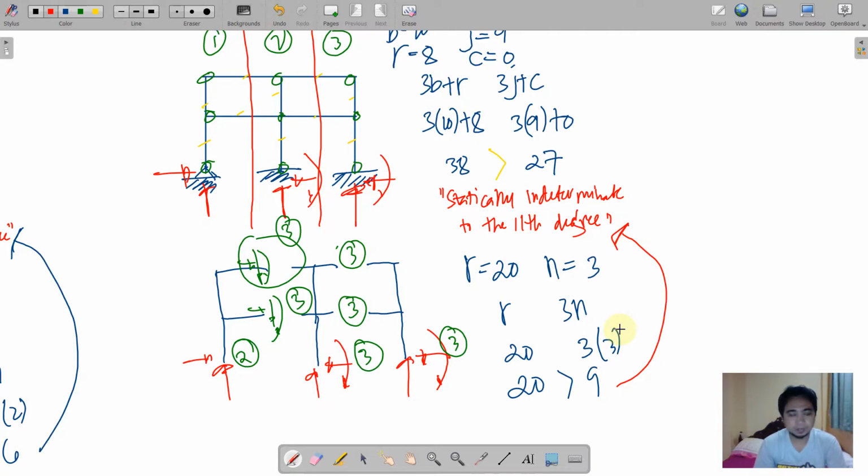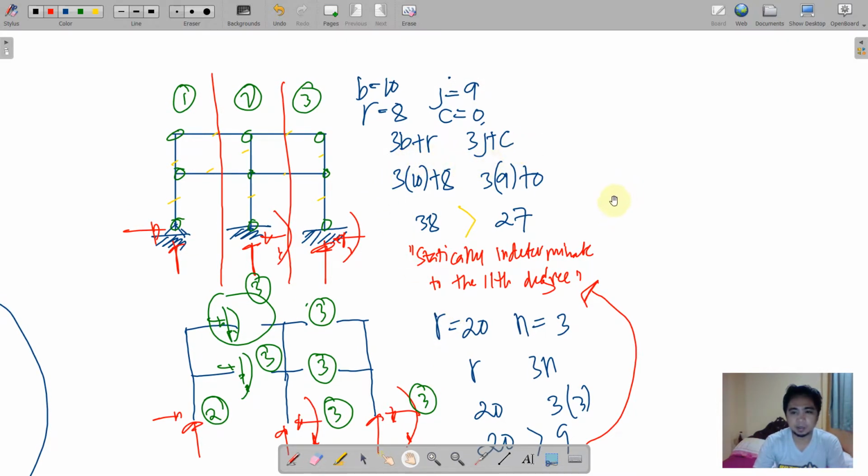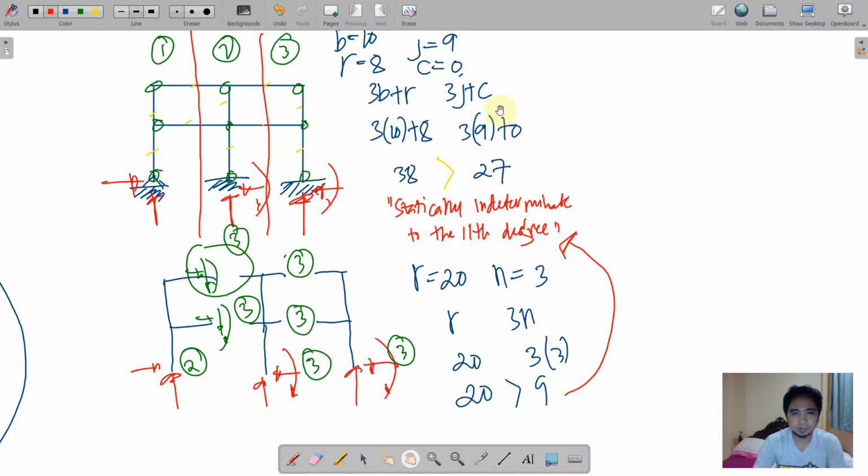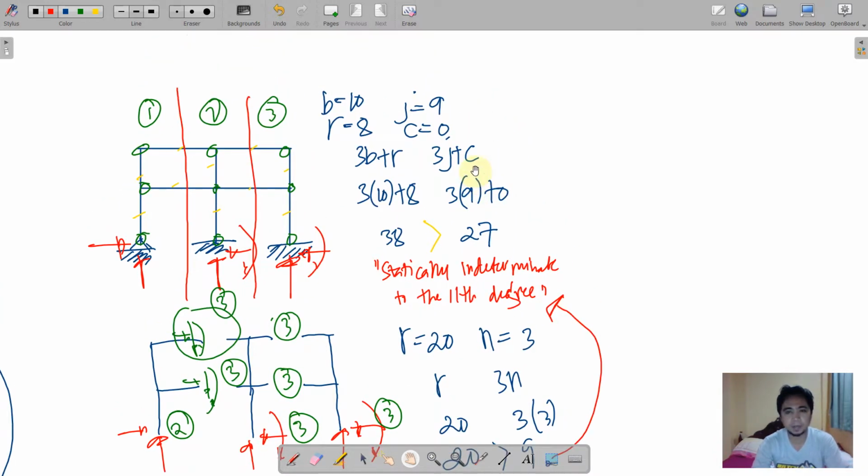So it is up to you, again, to choose what is convenient to you, whether you wanted to employ the comparison of R to 3N or this one, 3B plus R, 3J plus C. So it is not a guarantee that there will be a superior solution between these two, because sometimes it is convenient to use 3B plus R, 3J plus C in a certain problem comparing to R to 3N. Or sometimes this R to 3N is much more convenient. So there will be no superiority between the two. But of course, if we have an internal reaction, C, then we will be having no choice but to use this. Okay?